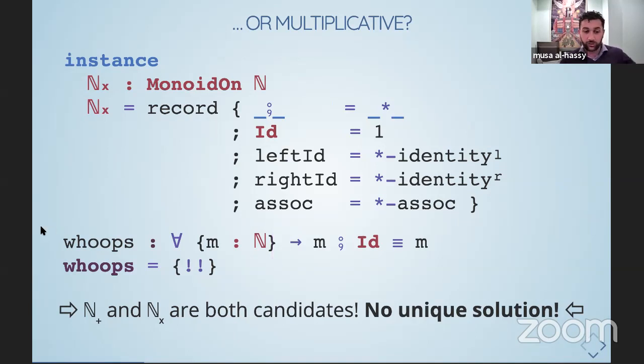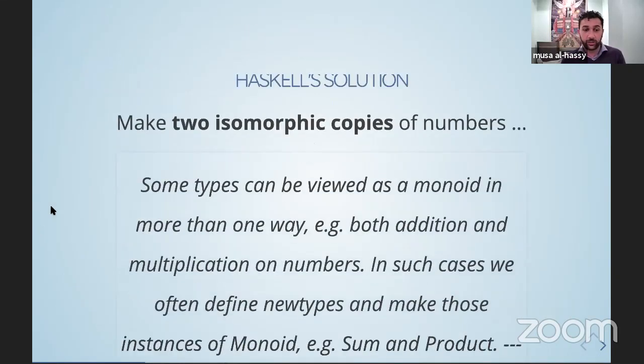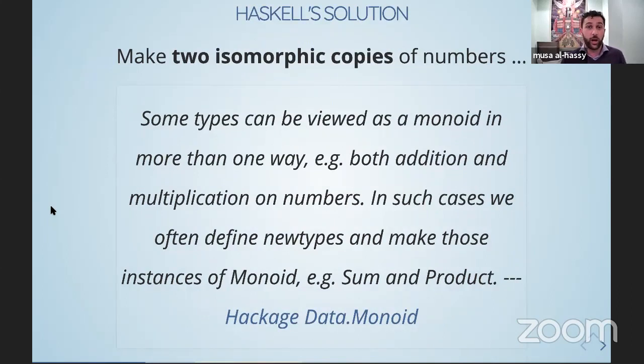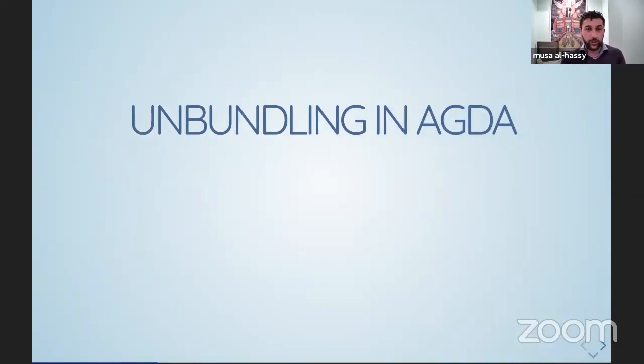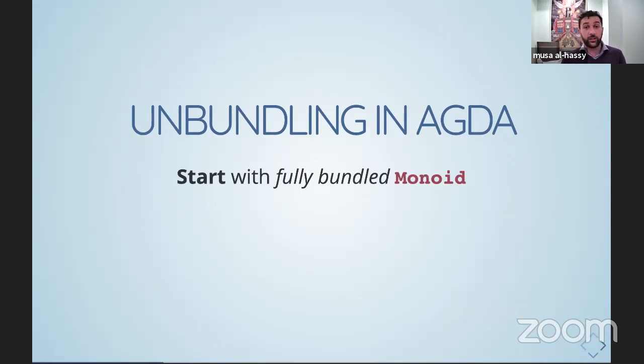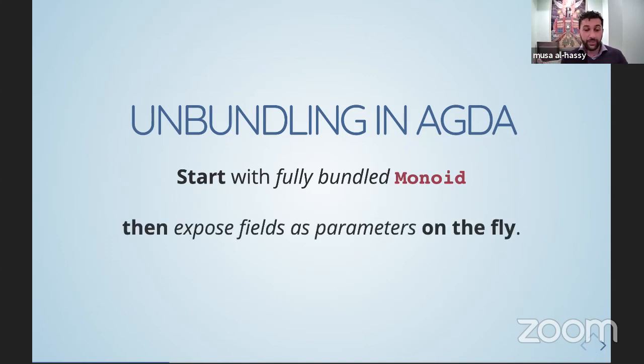So alternate approaches are to consider, for example, named type classes, or as we do in Agda, by having records and then passing them in as names. The Haskell community instead says, let's have two copies, one of them called sum and the other one called product. This duplication is not that ideal, I think. And so we'll look at a different approach today. All right. So we'll try to do unbundling in Agda by starting with a fully bundled monoid type, so no parameters at all. And then we'll expose fields as parameters on the fly.